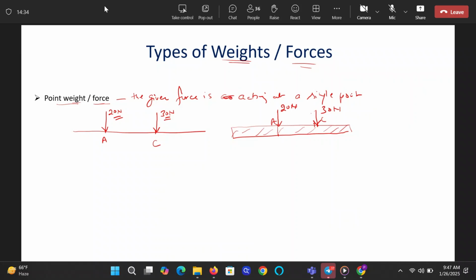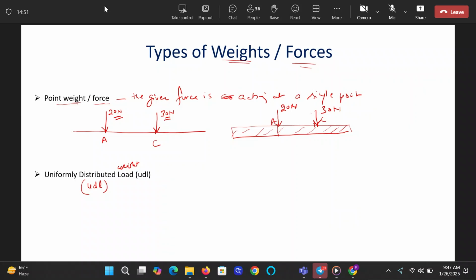The second type of weight that will be used in our discussion will be the uniformly distributed load or weight, whatever you want to call it. In questions, its abbreviation is sometimes used, UDL. UDL stands for uniformly distributed load. What does it mean? That the given weight is not acting at a single point, it is distributed uniformly over a certain length.